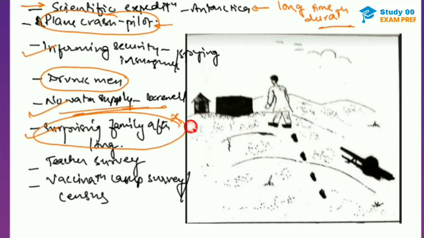Teacher surveying, yes, this can be done. Vaccine camp survey, census, this can be done. You can also write about election duty. Yes, election duty at a remote place, that can be done.